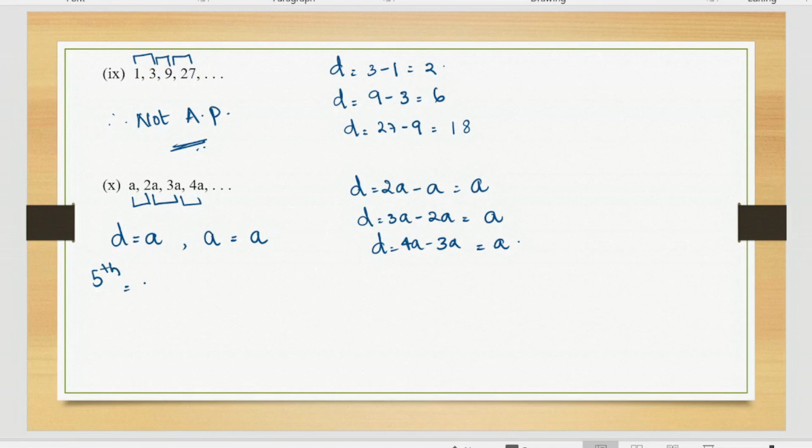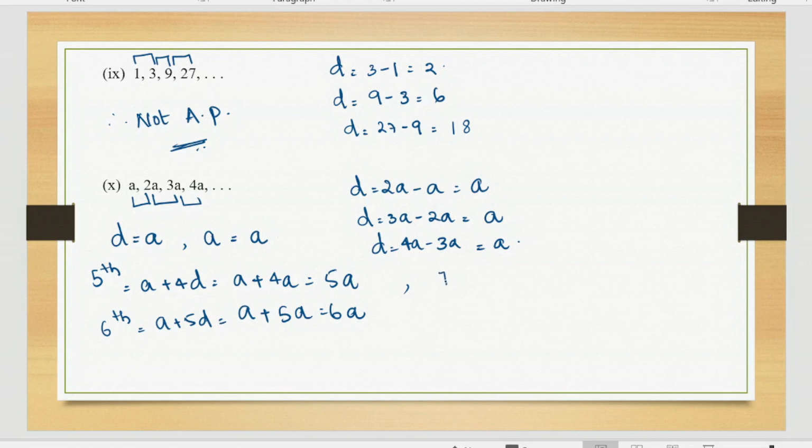So the fifth term you will get as a plus 4d, which is A plus 4 into d, d is nothing but A, which is 5A. And the sixth term is a plus 5d, which is A, 5 into d is also A, so which is 6A. And the seventh term is a plus 6d, which is A plus 6 into d is 6A, which is 7A.